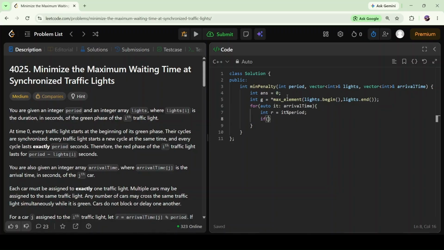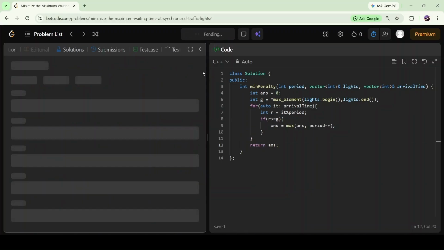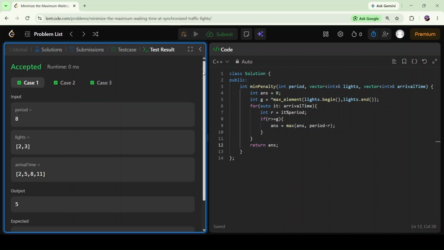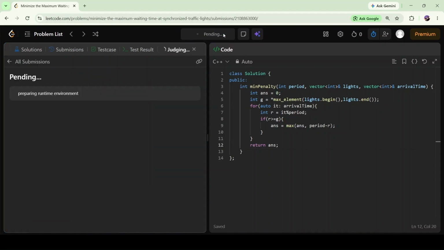Now if r is greater than or equal to g, then we just do ans equal to max of ans comma period minus r. Right? Now just return our ans. That is done. Now quickly run it. It is running fine. Submit it.